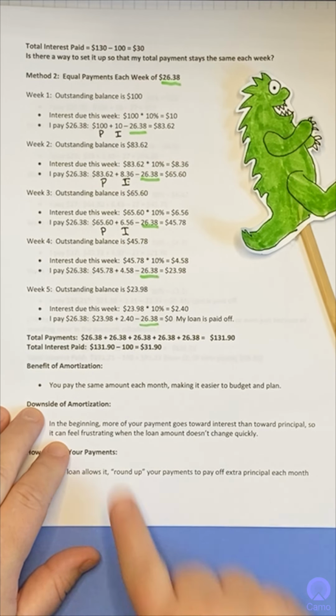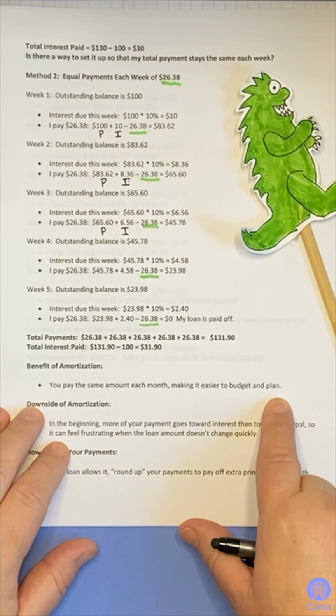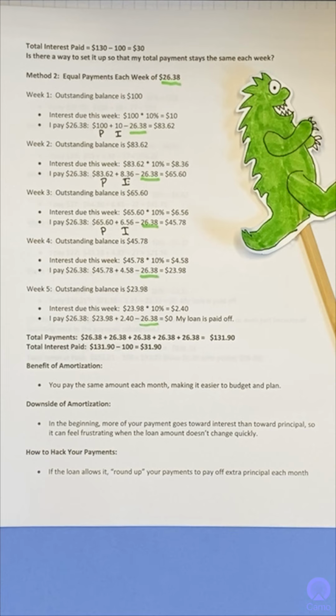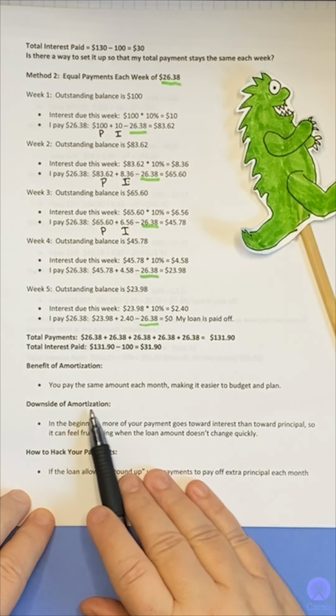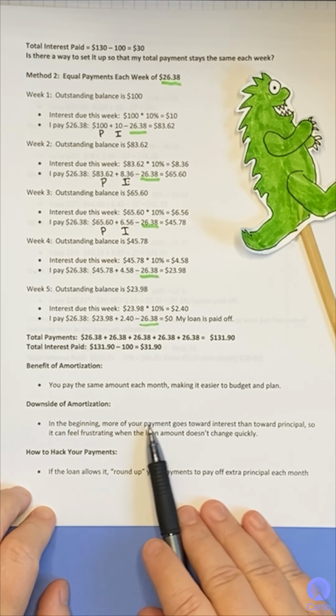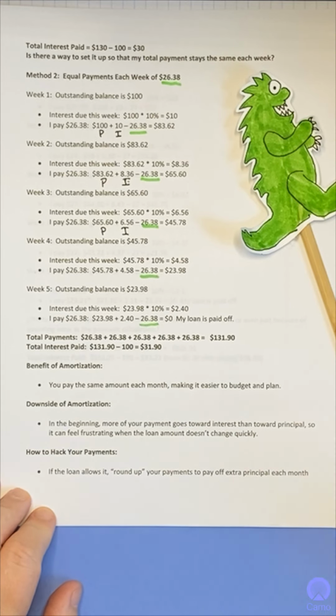Benefit of amortization. You pay the same amount each month, making it easier to budget and plan. You can sign a contract that very clearly says, and if you've got a loan, you've signed this contract, you will owe this much each month or each week or each year, depending on your contract. The downside of amortization. In the beginning, more of your payment goes towards interest than towards principal, so it can feel frustrating when the loan amount doesn't change quickly.